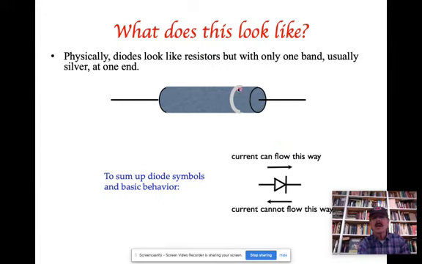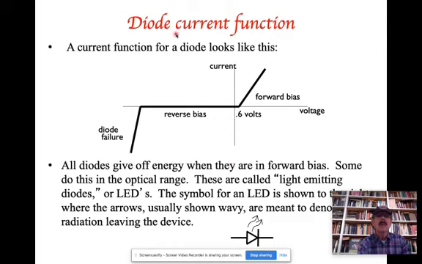Okay. This is what diodes physically look like. They sort of look like a resistor in a circuit. They usually have a silver band at one end. The current function for a diode, the current characteristic, forward bias means that current is flowing. Usually you need about 0.6 of a volt before they'll actually turn on. And then once they turn on, if you increase the voltage, you will increase the current through the element. In reverse bias, okay, so that's the stop part.